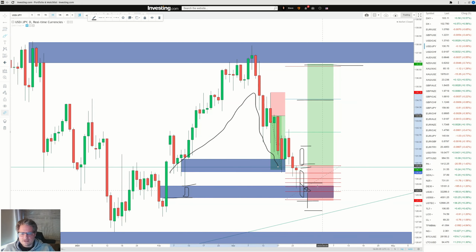So I've had many times that I would have taken this trade, got in here, placed a stop somewhere here, and then I got stopped out, and then price shot in my direction. So I'm a little bit hesitant. So I'm gonna wait to see what price will do.